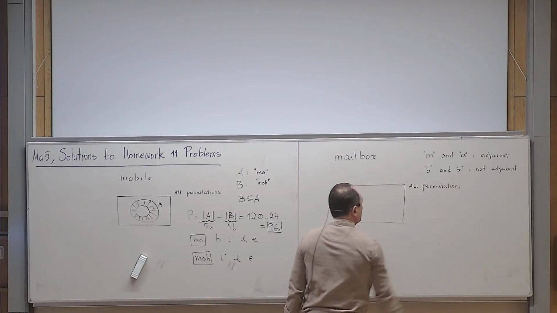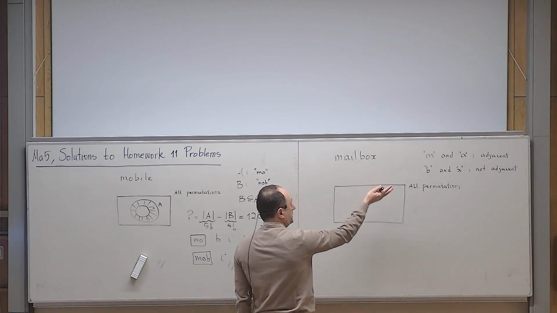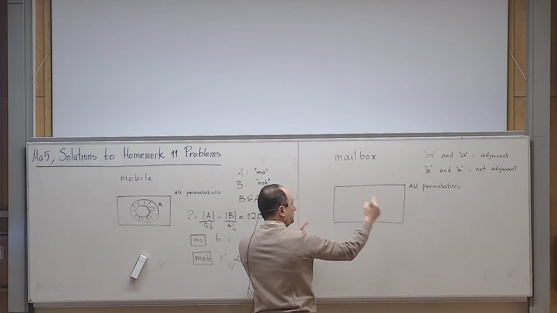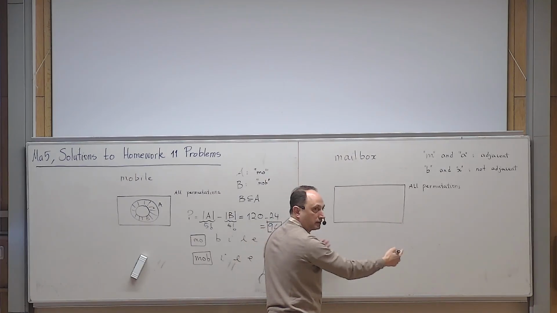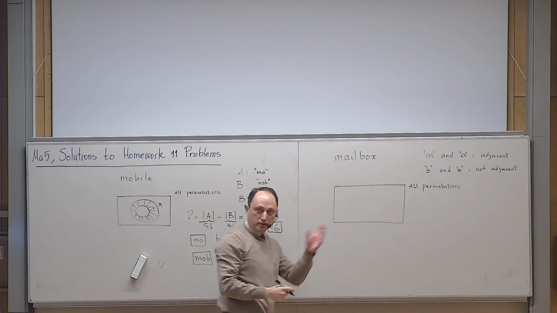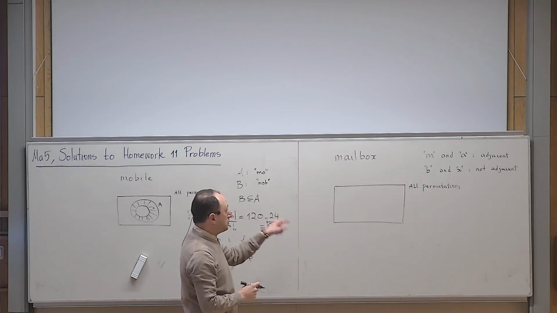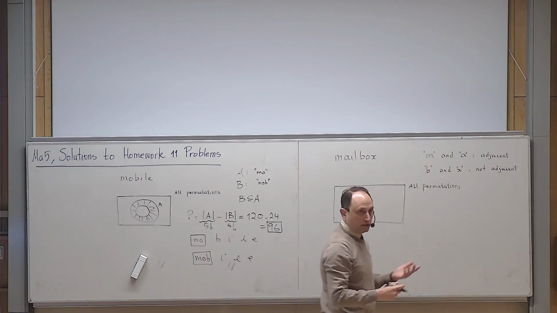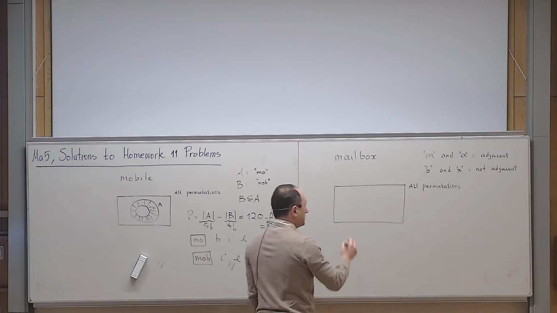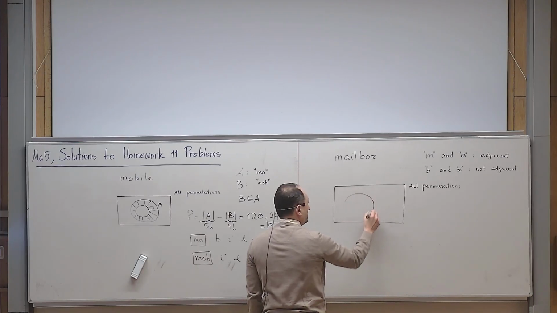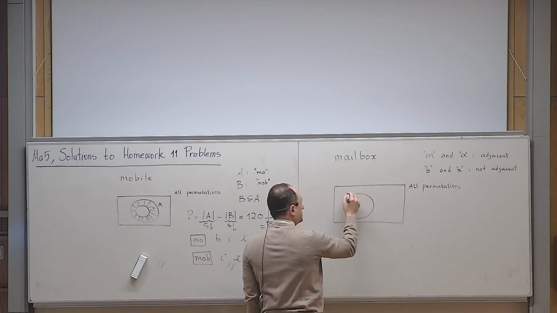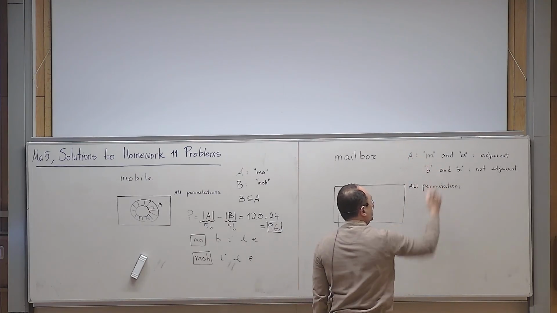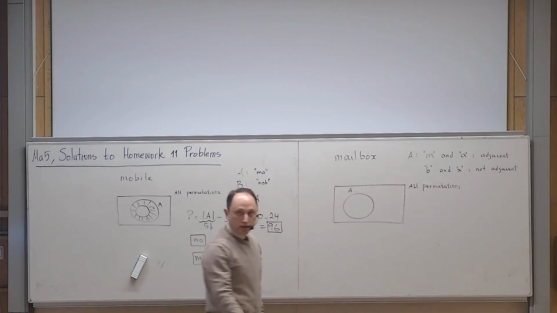Of course, you can imagine that every permutation of this word is another word, a dot here in this rectangle. Every dot represents a permutation. But some of these permutations have the property that M and A are adjacent. So let me draw a circle here and call it A. In A, M and A are adjacent.